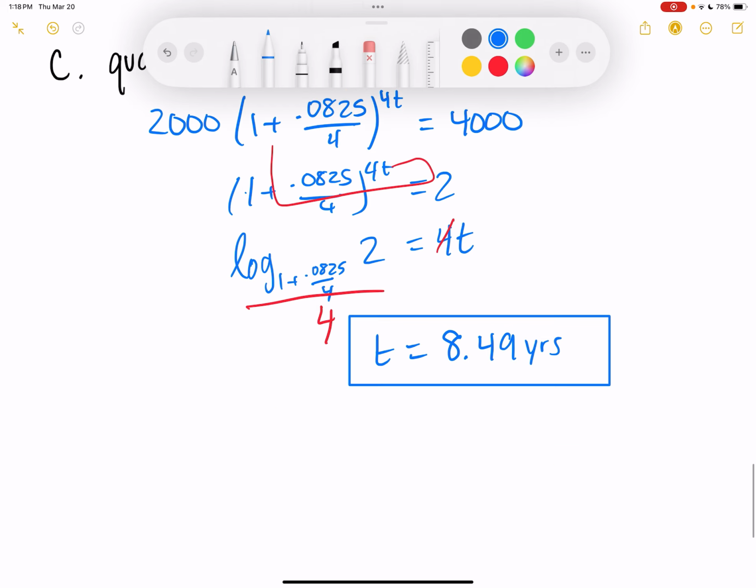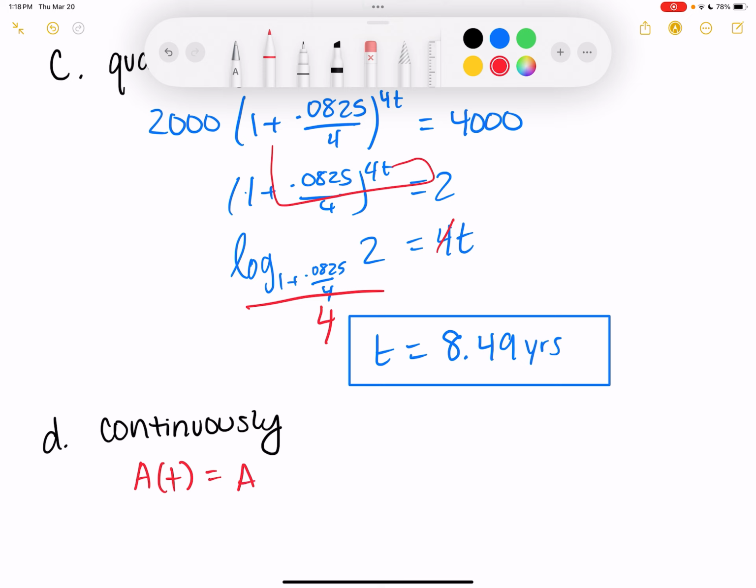All right, the last one. Continuously. What does that mean? It never stops. No. Every day? I guess that could work, but no. Every minute? Every second? How about that special formula? PERT. I forgot about that. A of t equals A sub 0 e to the rt.